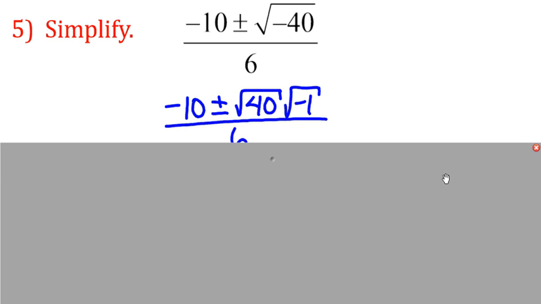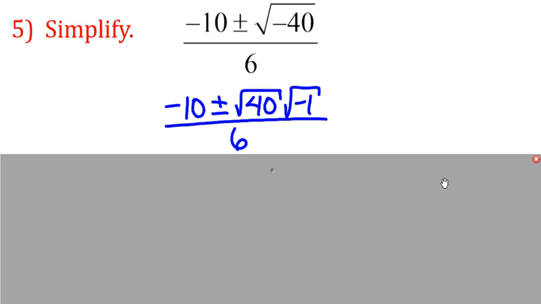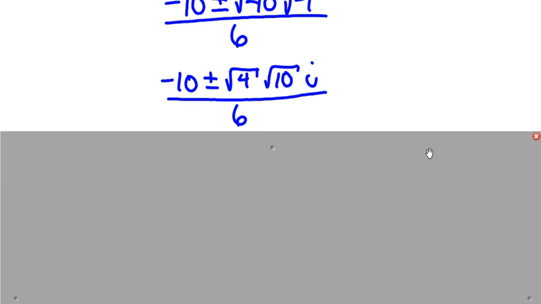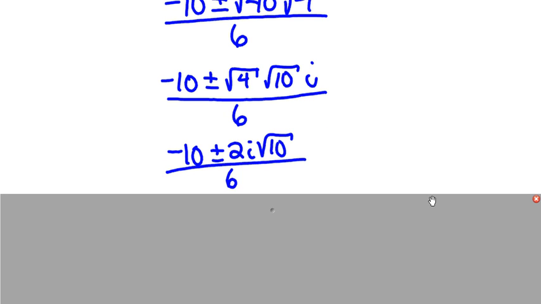This is nice because 40 has a perfect square factor of 4. 4 times 10 is 40. And we know the square root of negative 1 is denoted by i. So for simplifying, this would be 2i times the square root of 10. Now, we're supposed to take these two pieces and divide them by 6. So I can compare negative 10 and 6 and divide out common factors. And I can compare these two, 2i square root of 10 and 6, and divide out common factors.